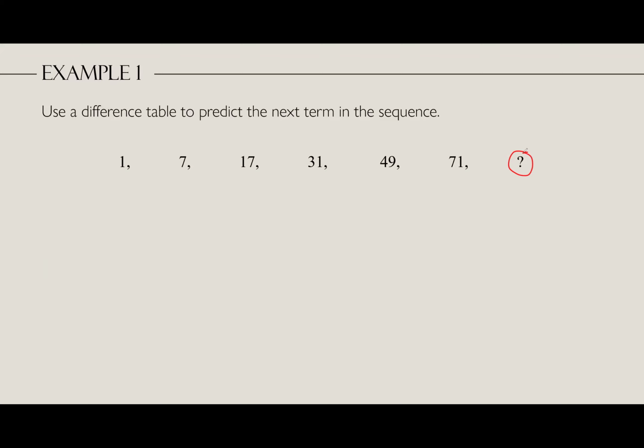From the beginning, 1 to 7. How do I go from 1 to 7? Well, I had to add 6. What about 7 to 17? I'm going to do plus 10. 17 to 31, I have 14. It's a difference. 31 to 49, I have plus 18. 49 to 71, I have plus 22. And I don't know what's going to happen next here. You might already be able to see a pattern, but let's keep on going and expanding our difference table.